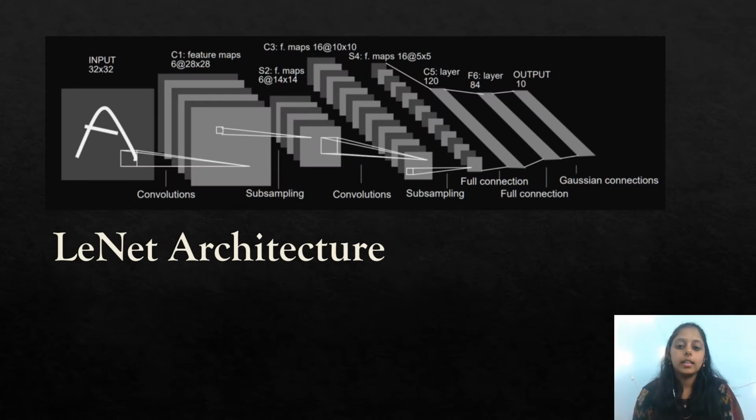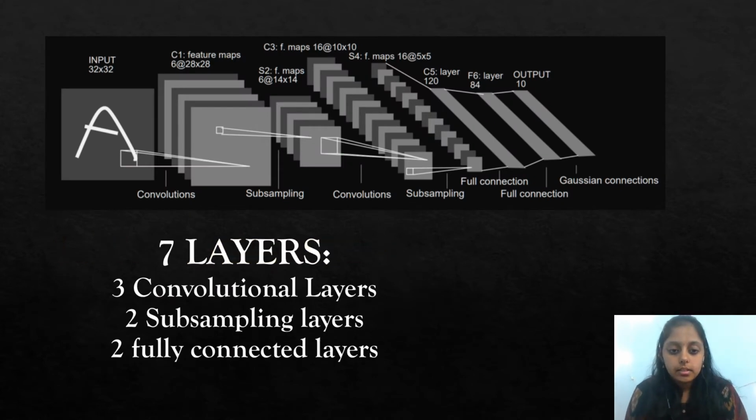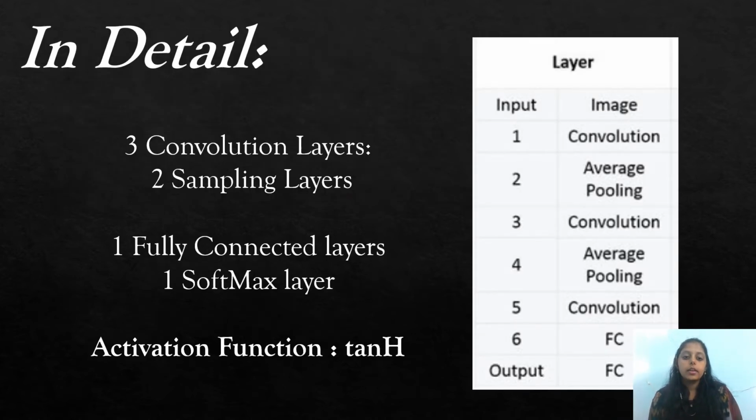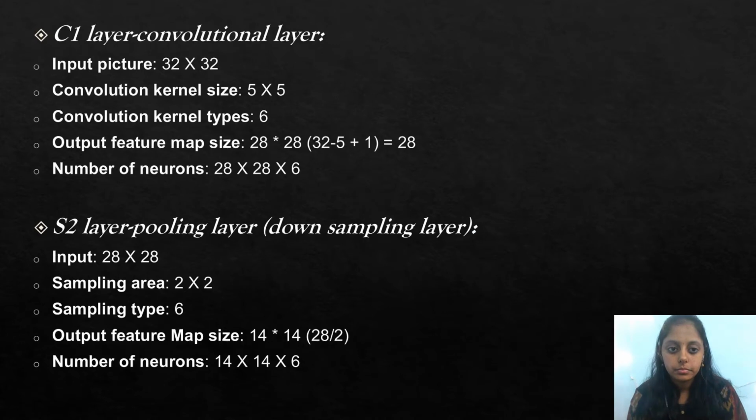Let us learn about the LeNet architecture. Technically, it has 7 layers, in which 3 are convolution layers, 2 are subsampling or average pooling layers, and 2 are fully connected layers. In detail, we have 3 convolution layers, 2 subsampling layers, 1 fully connected layer and a softmax layer. Tanh is used as the activation function.